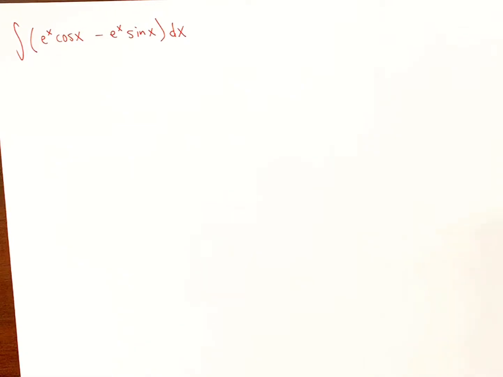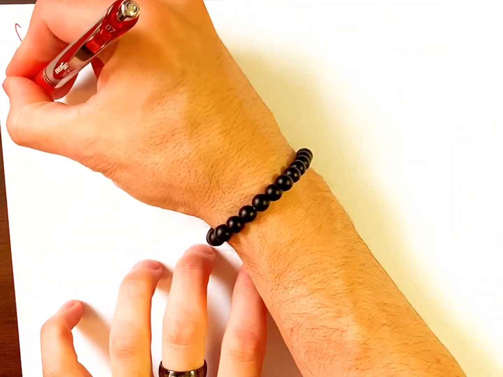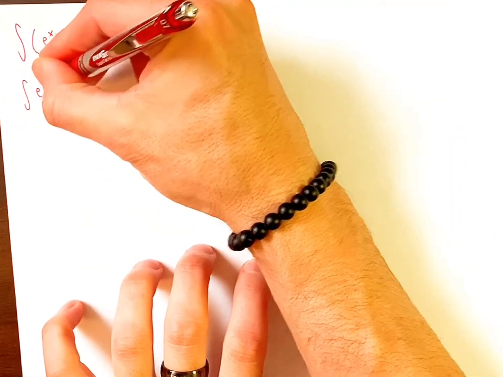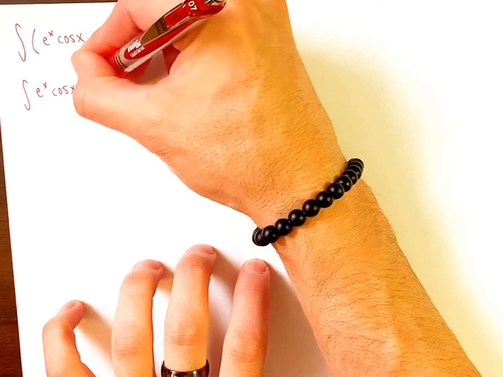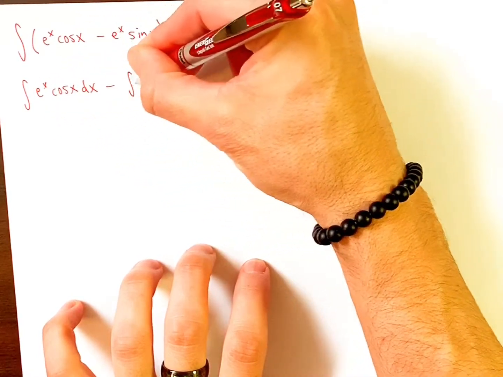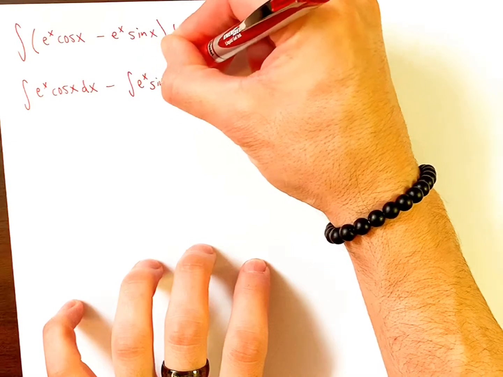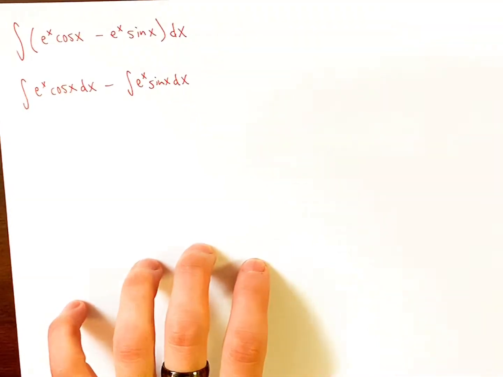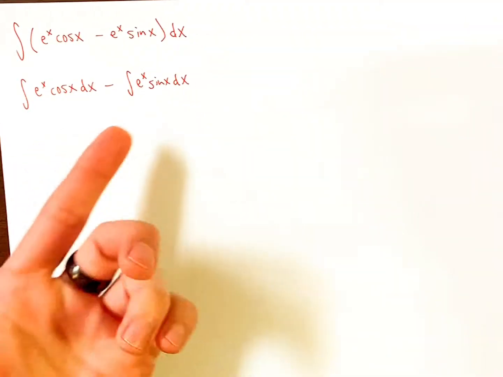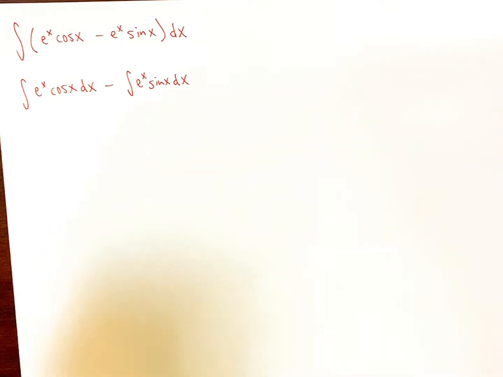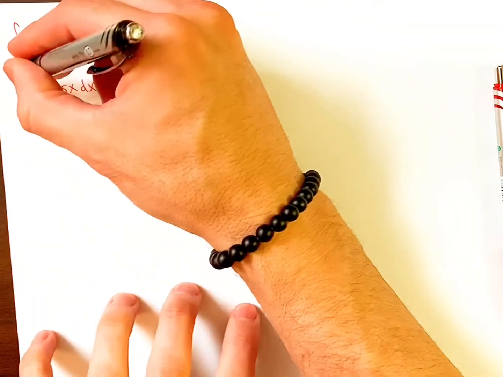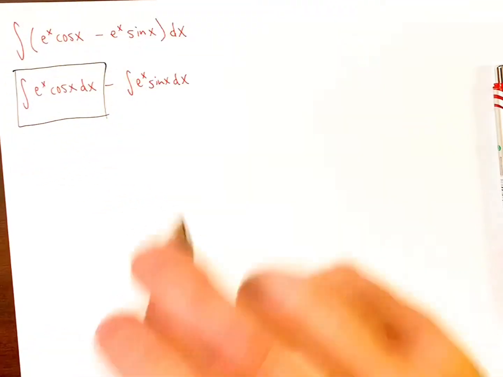We wish to evaluate this integral. We do know that we can split it up into two smaller integrals. Now, for the sake of time, I will do one of these, and then the viewer can just do the other half and then just add the two answers together. So suppose that I focus on this one here.